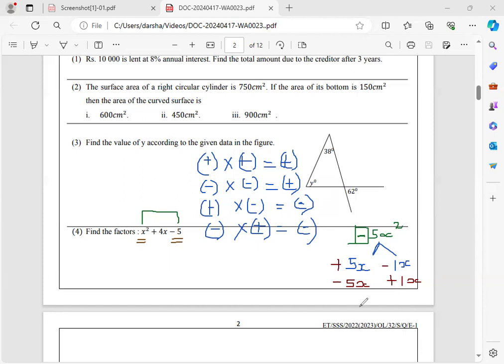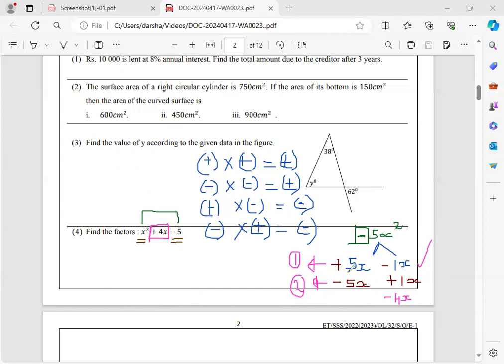After finding these two possibilities, when I add these two numbers, I have to get the middle term. The middle term is plus 4x. So out of these two combinations, this is the first and this is the second. If I add which two numbers, I will be getting 4x in the middle? Obviously, the first one. Why? If you add minus 5x and 1x, you will be getting minus 4x. I need plus 4x, no? Therefore, obviously, the first one.